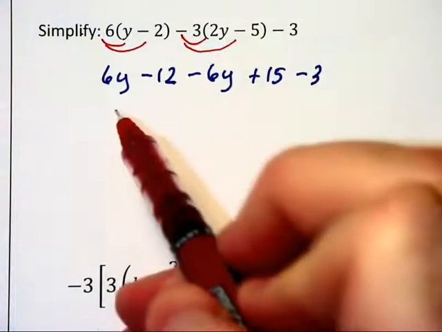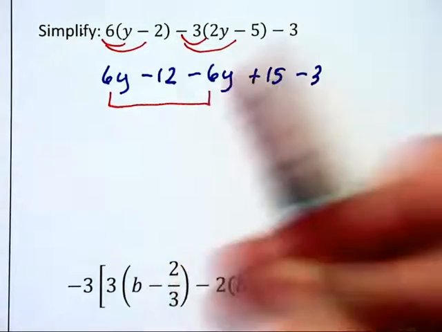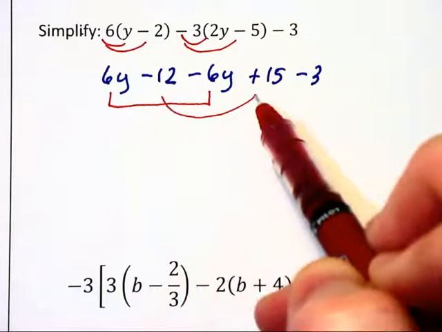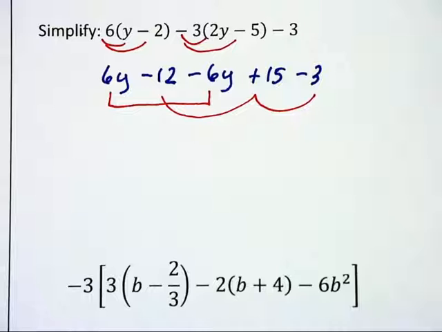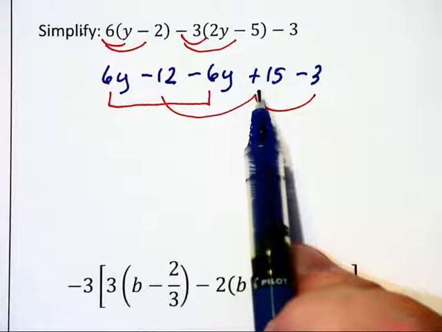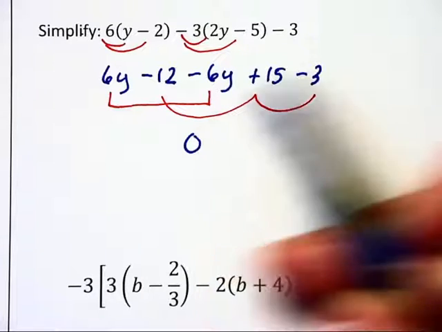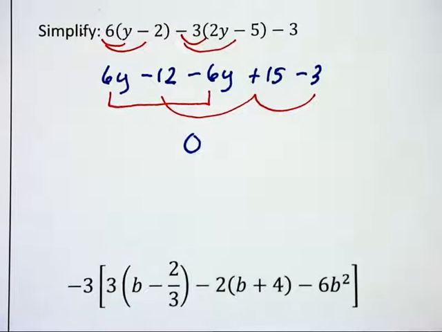When we go to combine like terms, we notice that 6y minus 6y, boom, they cancel each other out. And then when I go to combine the constant terms without a variable, -12 plus 15 makes 3, but minus another 3 makes 0, and this expression simplifies to 0.